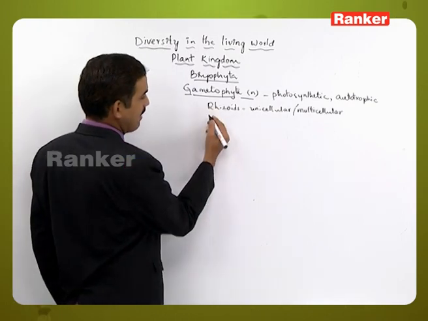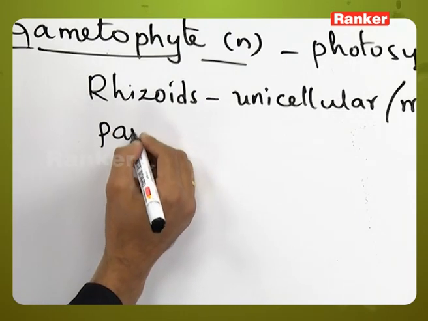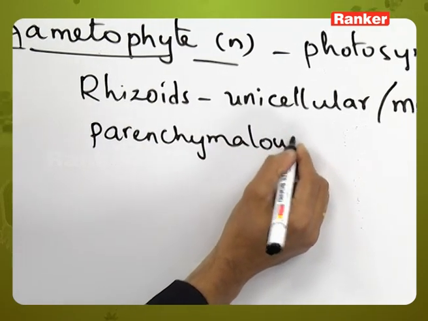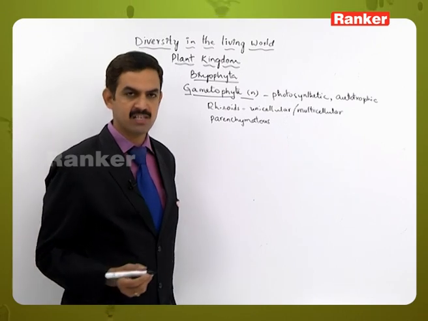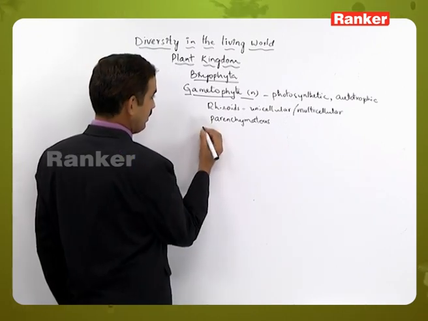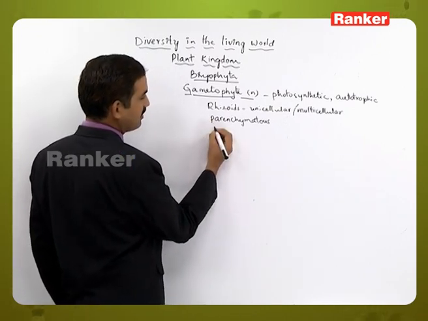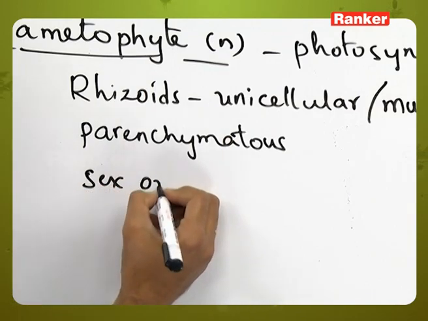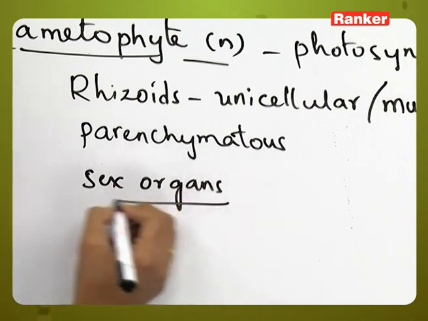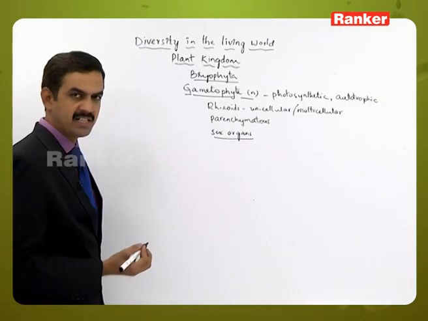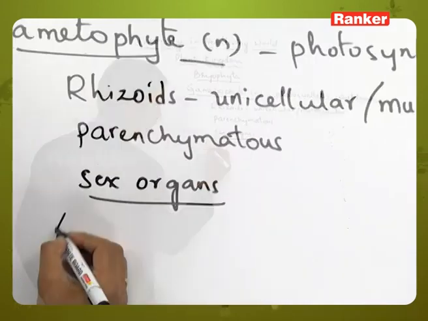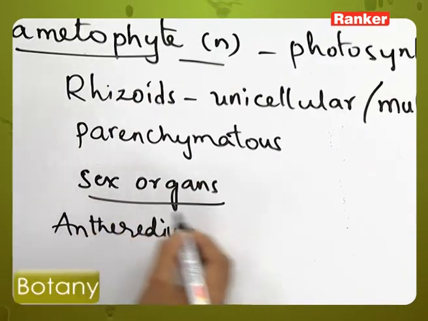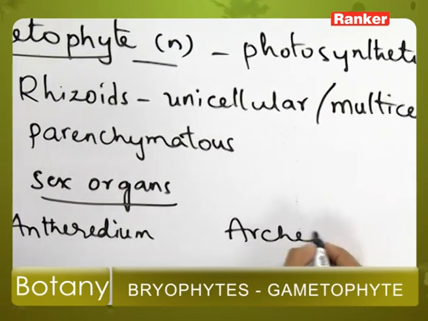Then this gametophyte is made up of only one type of tissue, that is parenchyma. So, the entire plant body is parenchymatous in nature. Then in the organization, this will produce the sex organs. Two types of sex organs are produced, one male and one female. The male is called the antheridium and the female is called the archegonium.